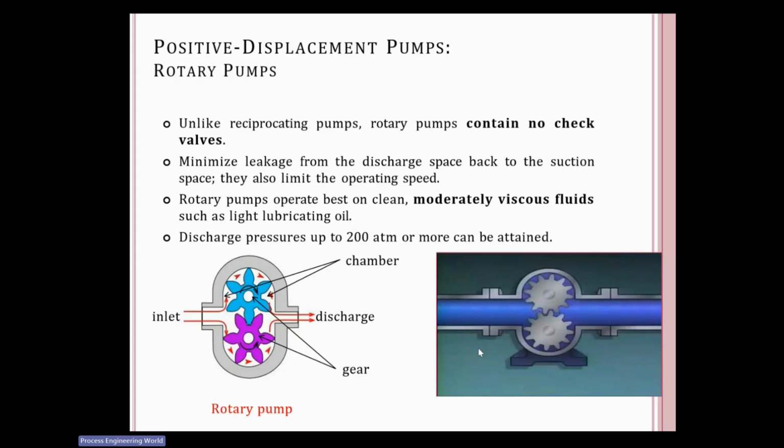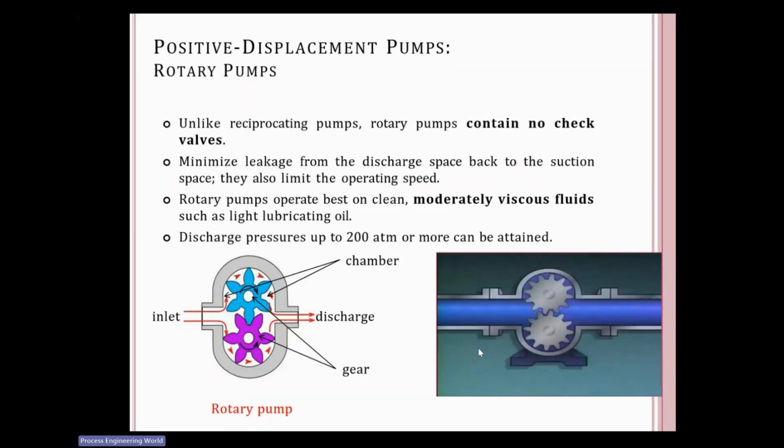So it minimizes leakage from the discharge space back to the suction space. So they also limit the operating speed. Discharge pressures are up to 200 atmospheric or more. It means up to 250 it can attain, but it is still under discussion. But what industries have seen is that rotary pumps have generated a discharge pressure up to 200 atmospheric, not more than that till now.